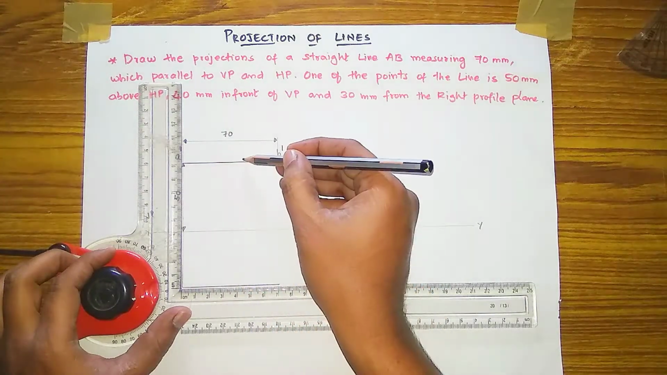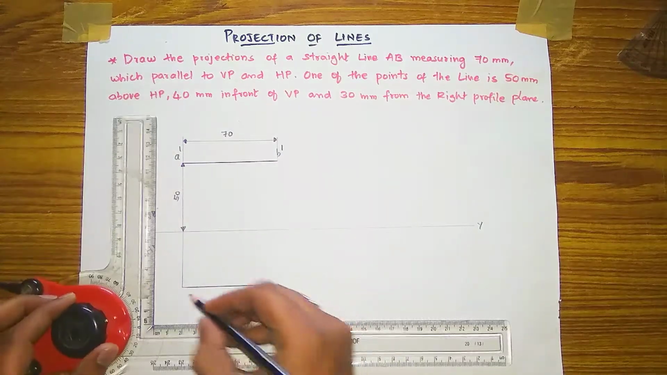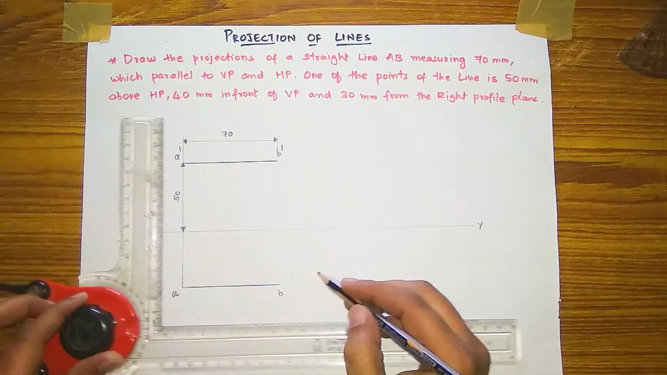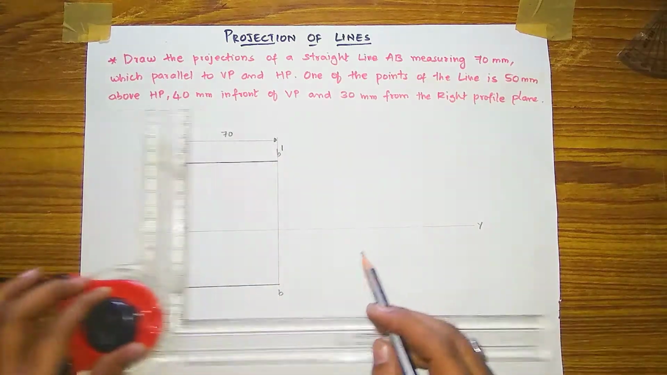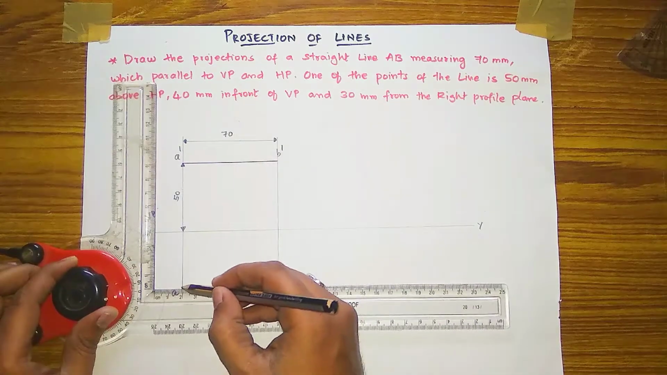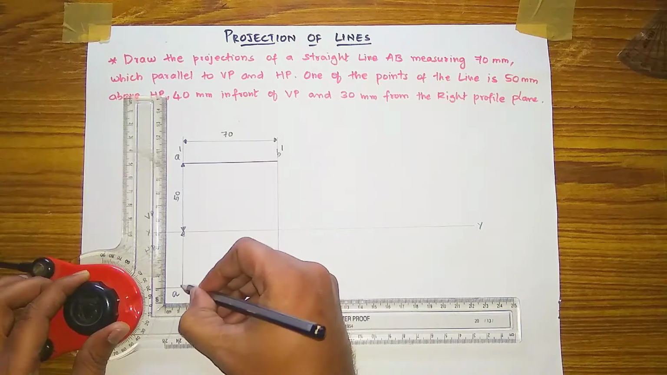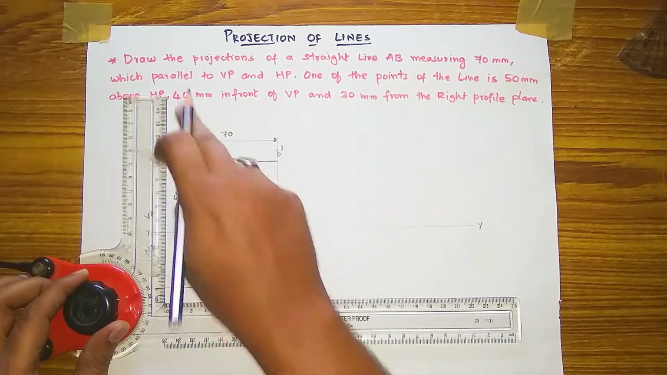It is parallel to VP also and HP also. So draw the 70 mm line like this, and label this point as A and then B. Then join these two ends of the line, okay, and you have to show this dimension also. It is 40 mm, as said in the question.